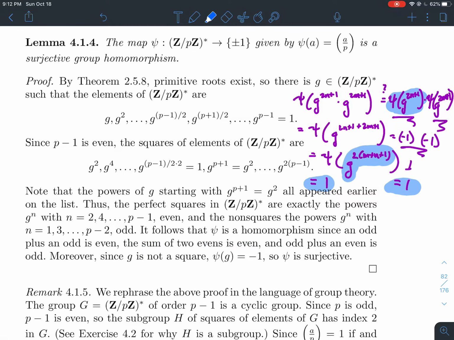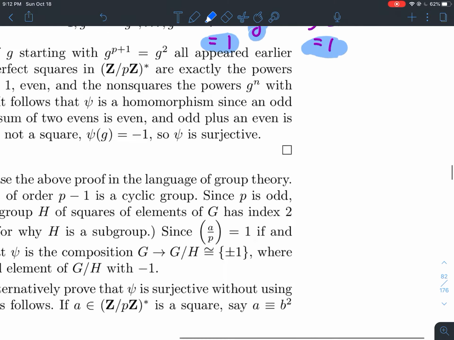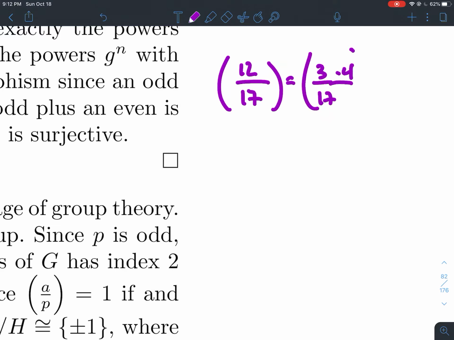So why is that useful to us? I'll show you an example now. If I wanted to figure out the Legendre symbol of something like 12 over 17, say. Remember the question here: what am I asking when I'm thinking about this Legendre symbol? Is 12 a square mod 17? So what I could do now is think about how 12 factors. Well, 12 is 3 times 4. So this would be 3 times 4 over 17.